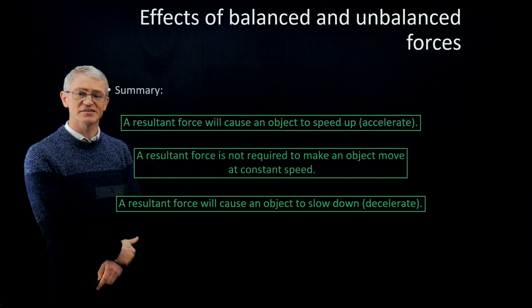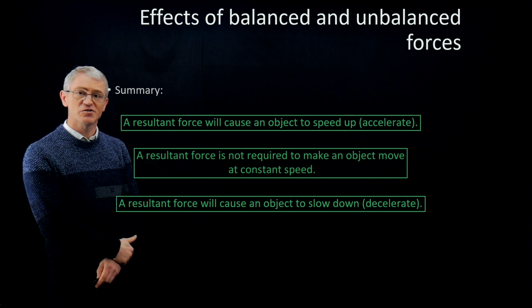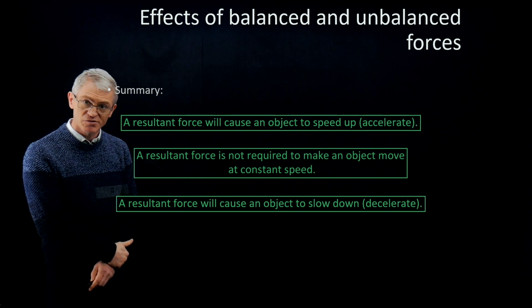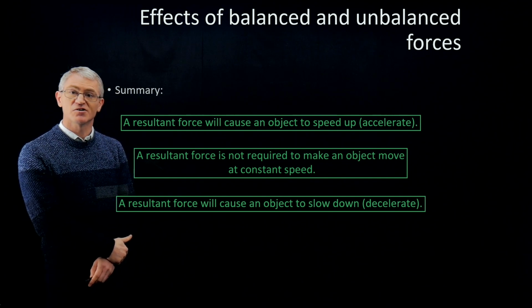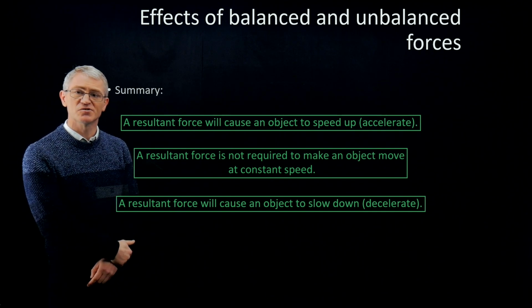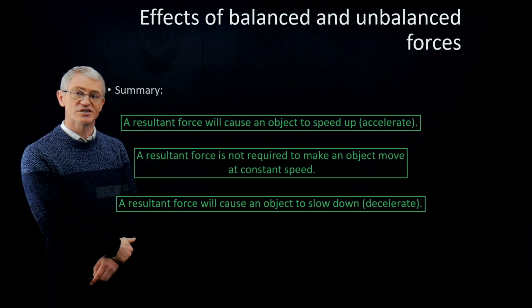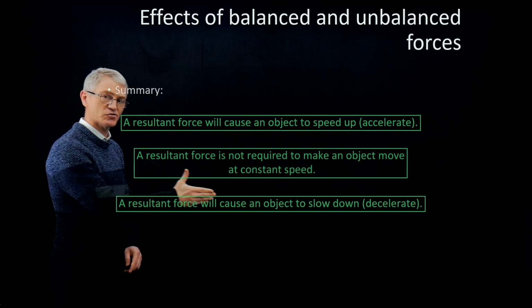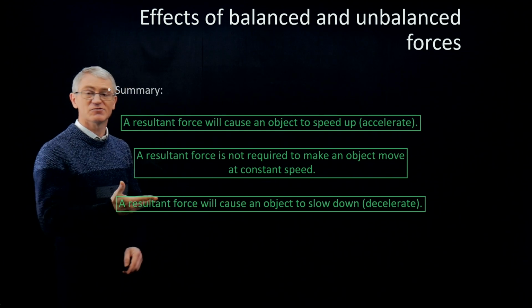So a summary of that is this. A resultant force will cause an object to speed up. A resultant force is not required to make the object move at a constant speed. You don't need a resultant force for it to move at constant speed; the object just has to be moving first. A resultant force will cause an object to slow down. So if that resultant force, the friction for example, is higher than the force you're using to push the mug, then it will start to slow down.